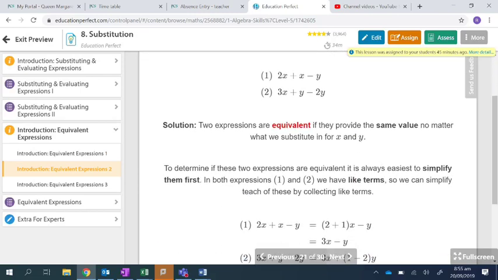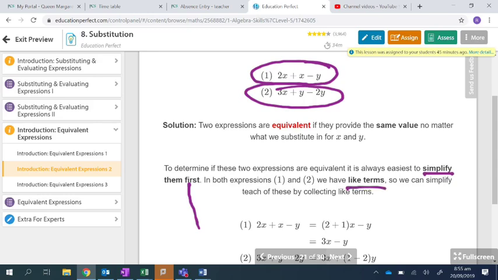So here I have two algebraic expressions. I have 2x plus x minus y and 3x plus y minus 2y. Do you think those two things are equivalent? It's hard to tell right now because they don't look alike. But what I can do is first simplify them, because if you'll notice, both of them have like terms in them. So let's begin by simplifying those.